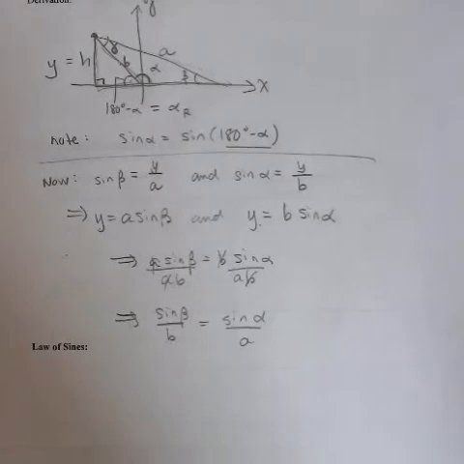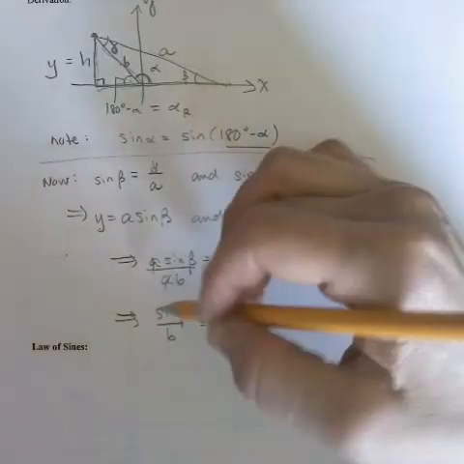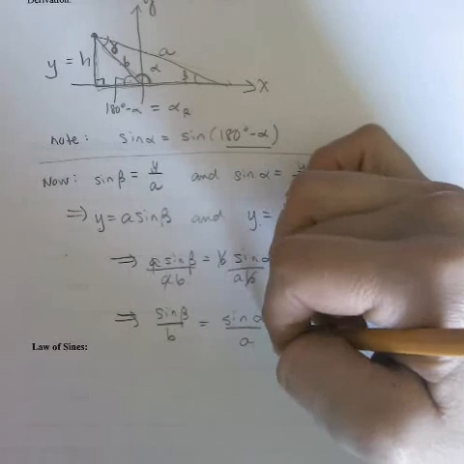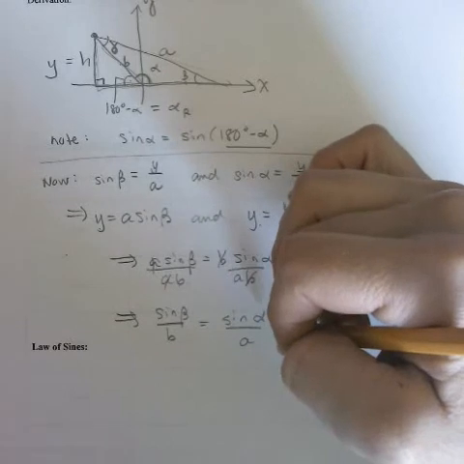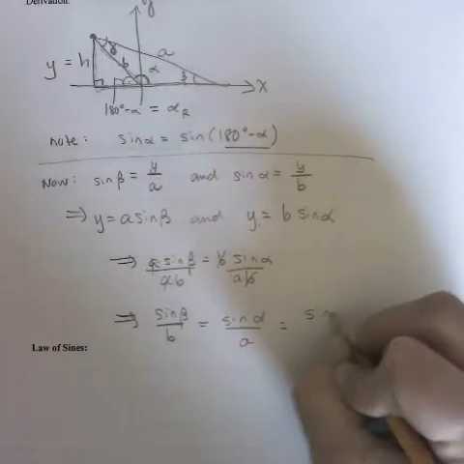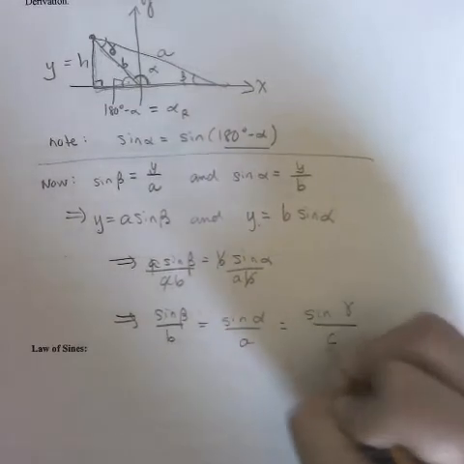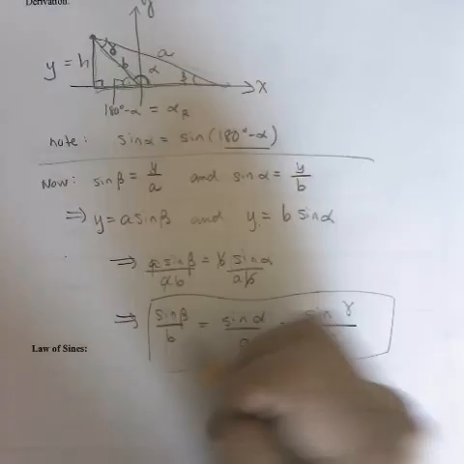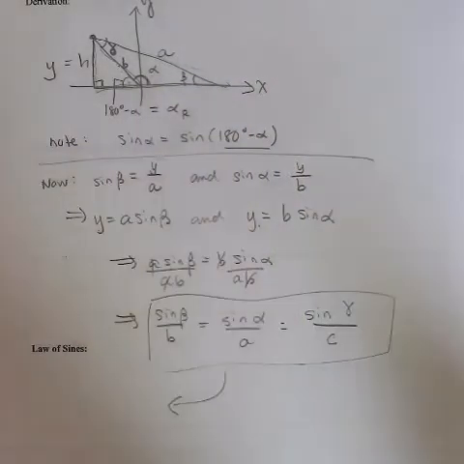Like I said, this is one of the formulas. There's actually another statement that we can conclude here, and that is that this is also equal to the sine of gamma over c. And I'm just going to put this down here. This is the law of sines. These can all be flipped, so these are ratios.